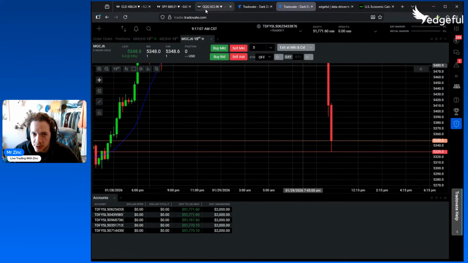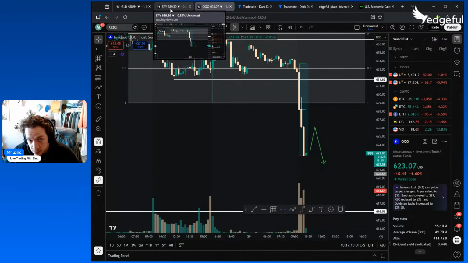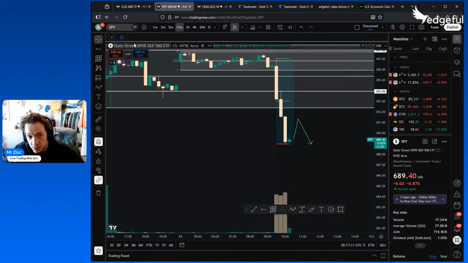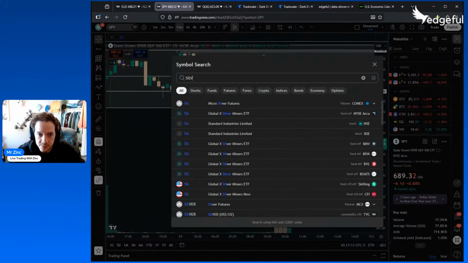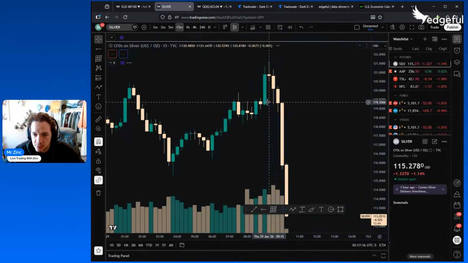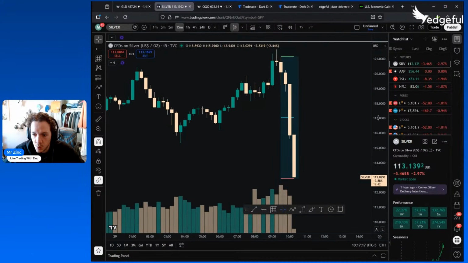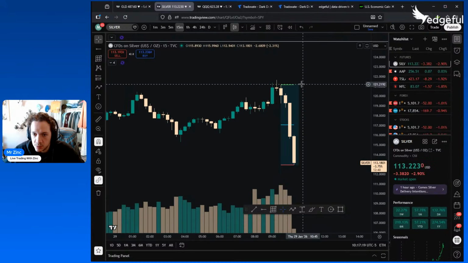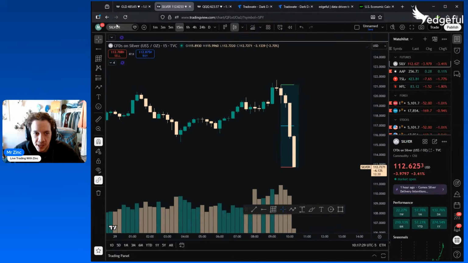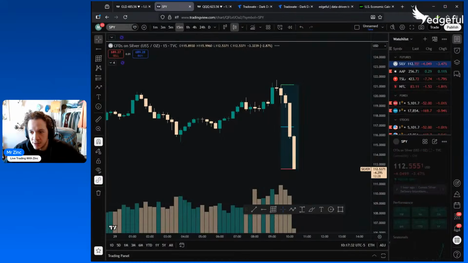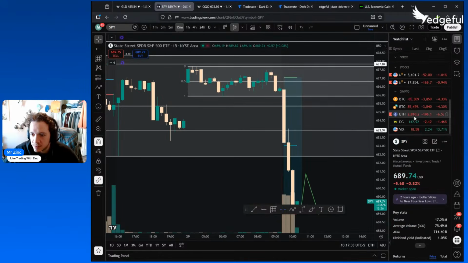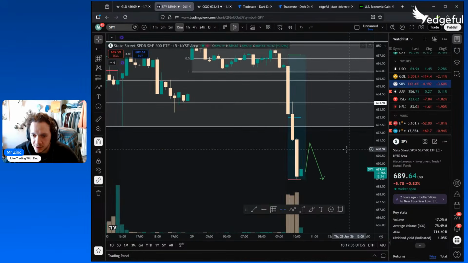Silver long incoming. Wow. That's a one silver contract. This is a $70,000 move to the downside. This is what happens when everything's too extended.